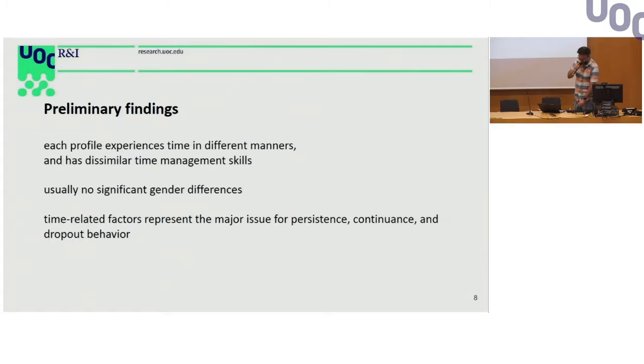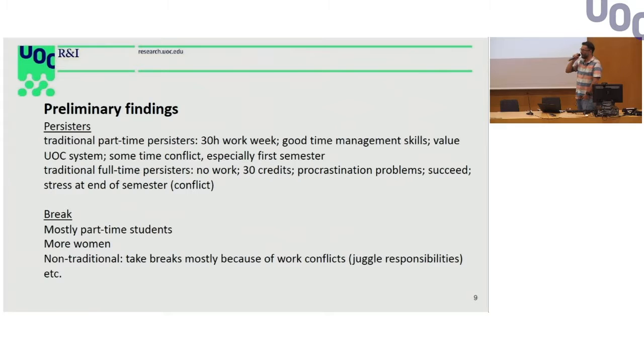Some data on the profiles. The persisters, I've chosen only the traditional ones. The persisters who are traditional and enrolled part-time usually have a 30-hour work week. They work, I don't know if this is jornada completa, I think it's full-time, isn't it? Well, full-time. They have good time management skills. They value a lot, they usually complement the work systems. They experience some time conflict, especially during their first semester because they are not used to the system and so on.